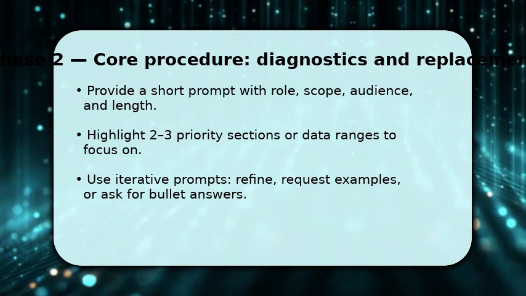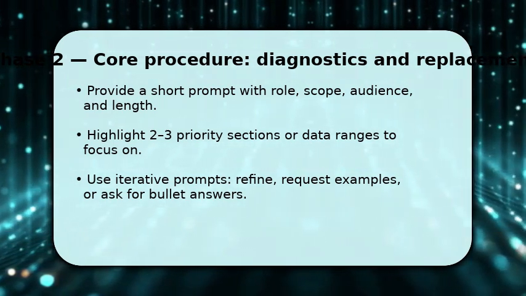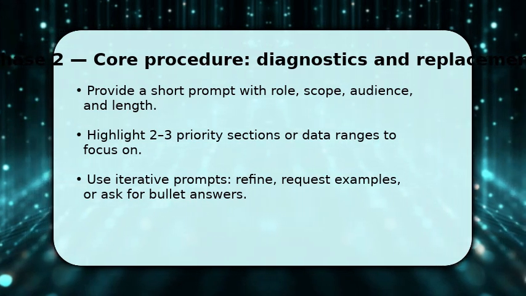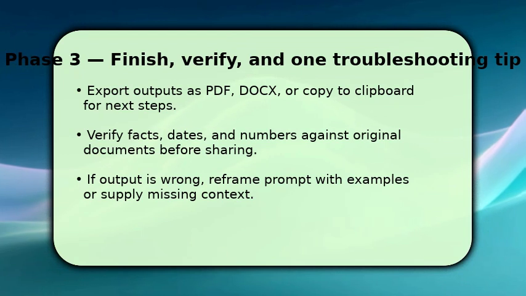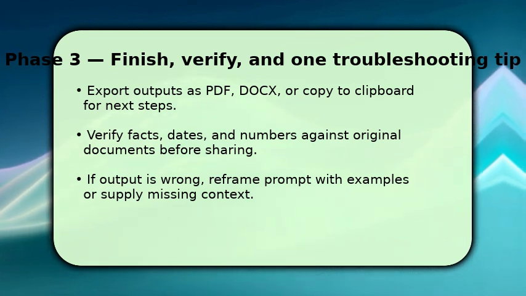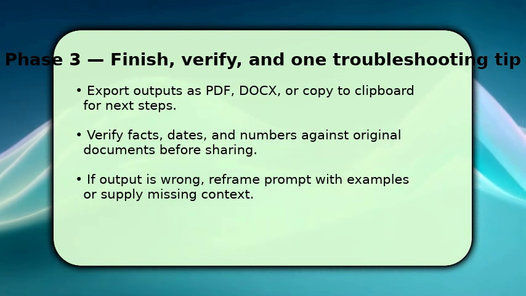Request a concise list, then ask for examples or a one-paragraph synopsis. This step converts raw content into usable work artifacts efficiently. Finish by exporting or copying the deliverable into your workflow, and then validate key facts and numbers against the source material. Accuracy matters. Once validated, make final edits for voice and company style.